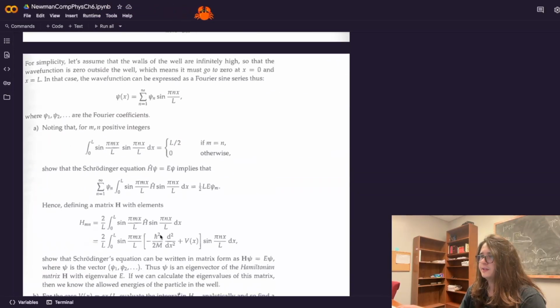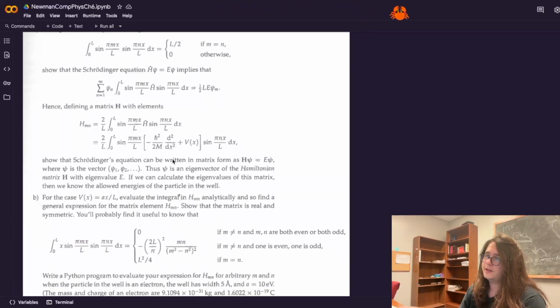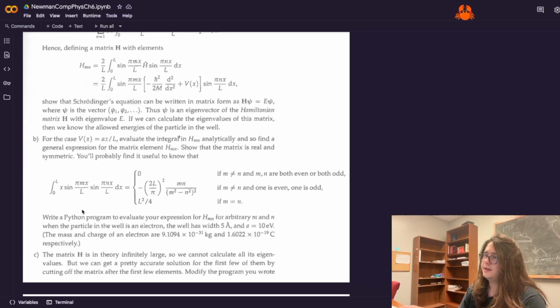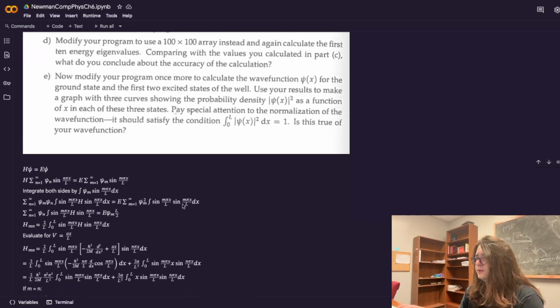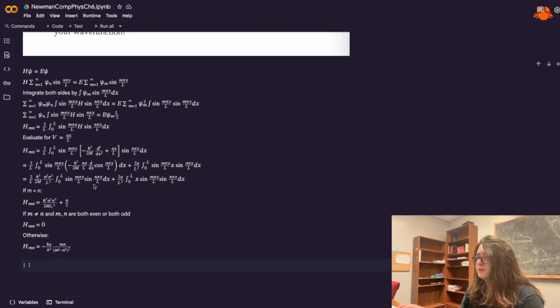It is actually that if the m and n match, again, you get L over 2. Otherwise, you get 0. And also here, the integral of x against a couple of sine functions have these three values, given that you have different conditions between m and n, right? So if you keep in mind those values of the integrals, you can get H sub mn.